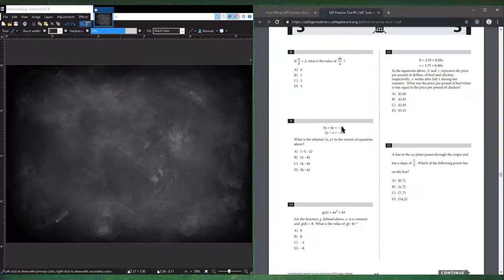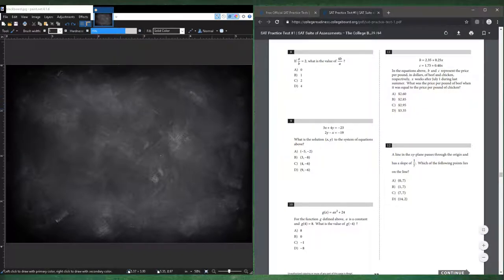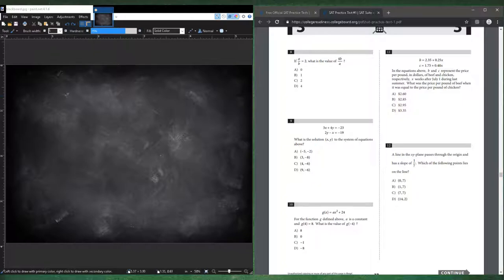Number 9, what is the solution x, y to the system of equations above? 3x plus 4y is equal to negative 23, and 2y minus x is equal to negative 19. This is just a simple system of equations problem. What I notice is that there's a negative x in the second equation and a positive x in the first equation. So I want to multiply the second equation by a constant so that when I add those two equations together, they cancel out the variable x.